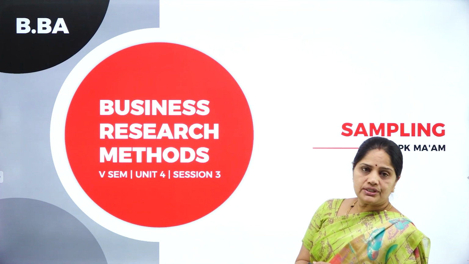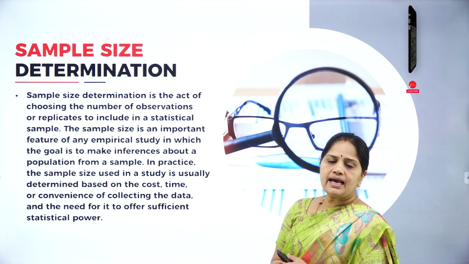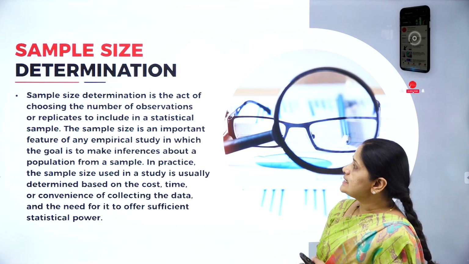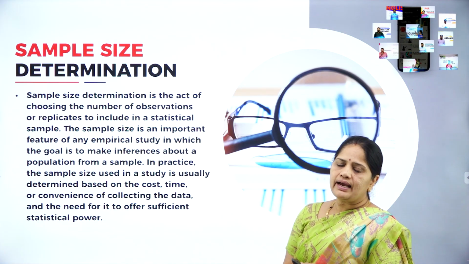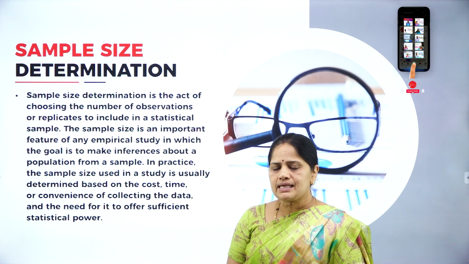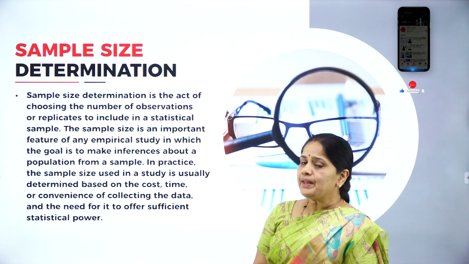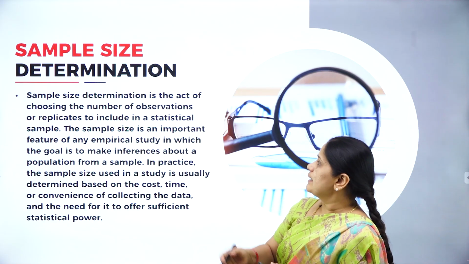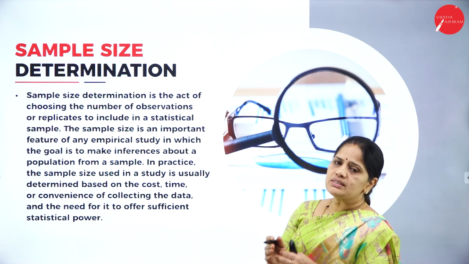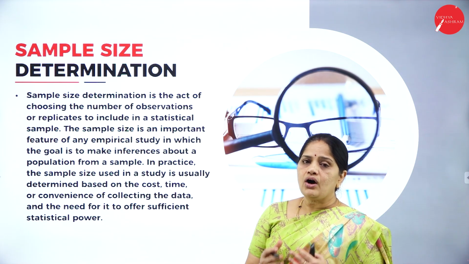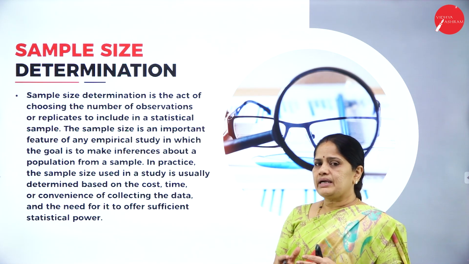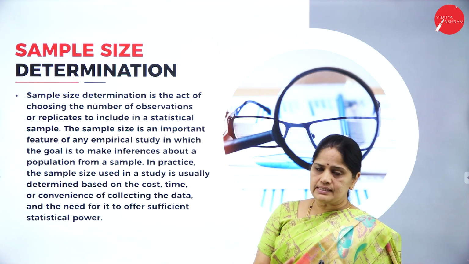In this session 3 of Unit 4, let us have a discussion on sample size determination. Now, in the previous sessions, I had a discussion on probability sampling and non-probability sampling. Now, in this, we will be deciding about the sample size. What is the exact size of the sample we need for our area of research? How do we determine what is the ideal size of the sample?